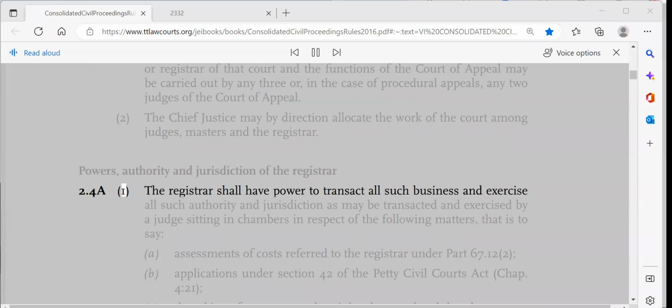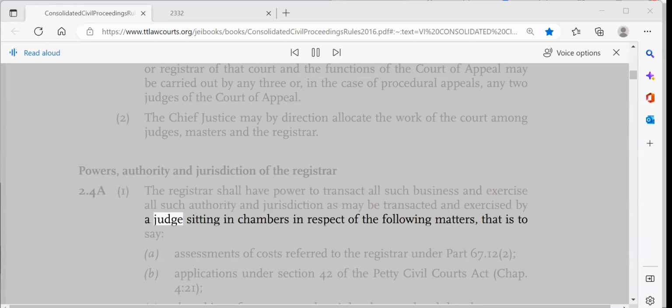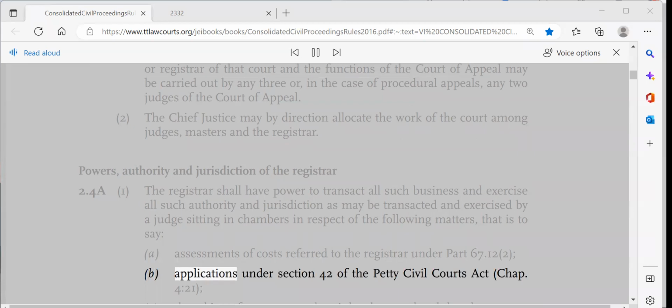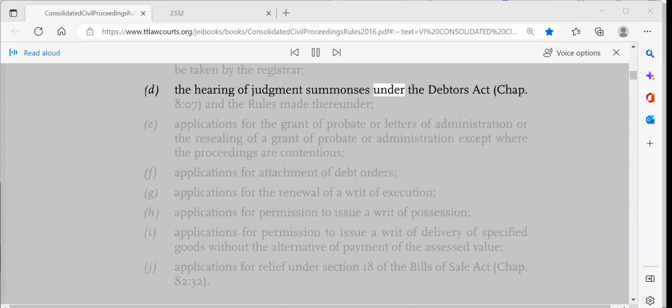2.4a. 1. The registrar shall have power to transact all such business and exercise all such authority and jurisdiction as may be transacted and exercised by a judge sitting in chambers in respect of the following matters, that is to say, a. Assessments of costs referred to the registrar under Part 67.12, 2, b. Applications under Section 42 of the Petty Civil Courts Act, Chap. 421, c. The taking of an account when it has been ordered that the account be taken by the registrar, d. The hearing of judgment summonses under the Debtors Act, Chap. 807, and the rules made thereunder.